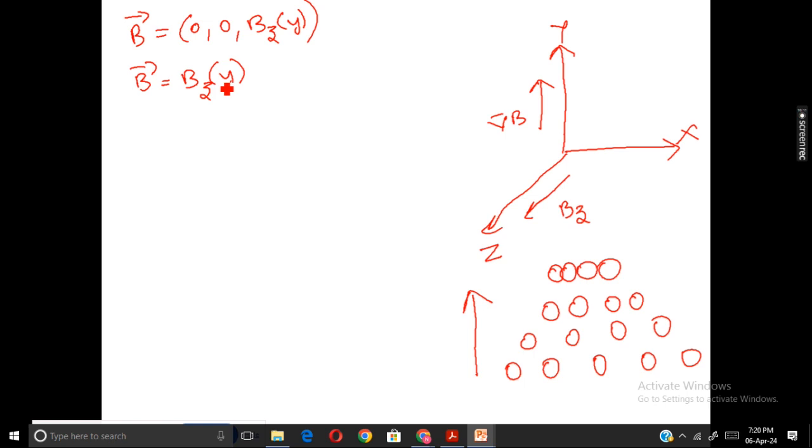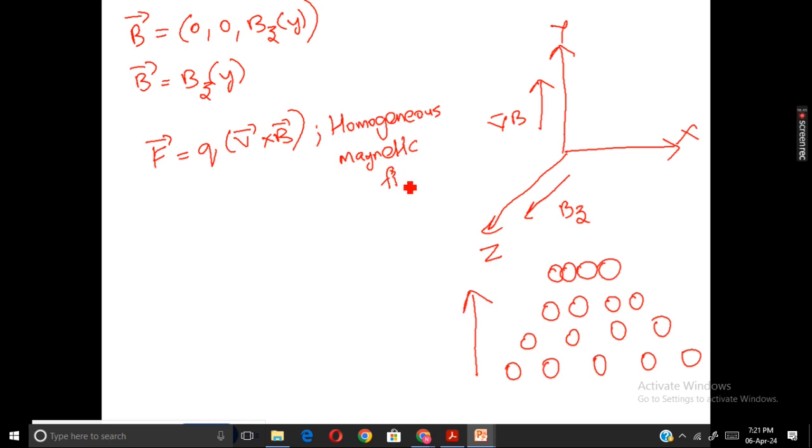As we were discussing, as long as we are within the distance L, the magnetic field is homogeneous, but if you cross the length scale L, the magnetic field changes. If you remember, in case of a homogeneous magnetic field, we have seen that the particle experiences a force given as F is equal to Q into V cross B. So this was the equation that we learned: F is equal to Q into V cross B.